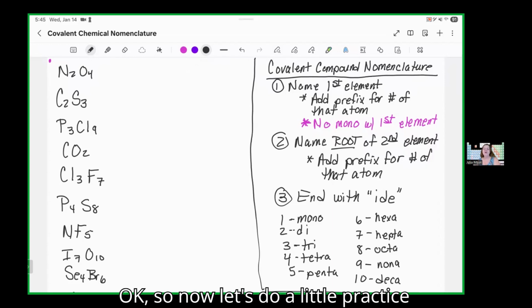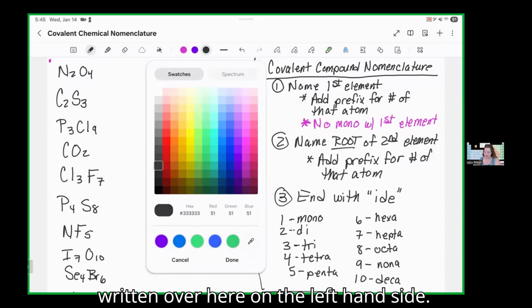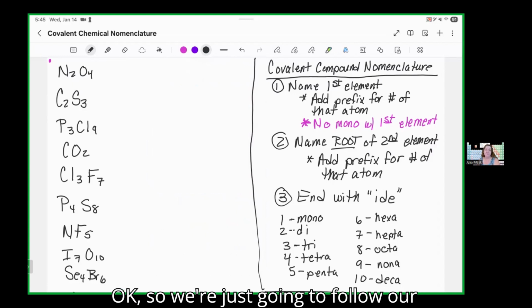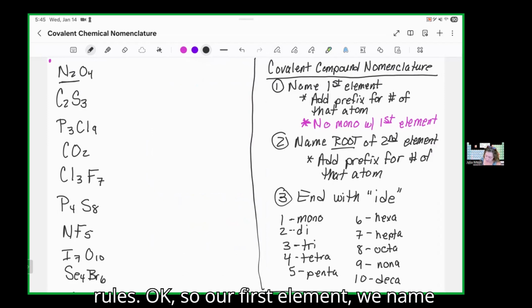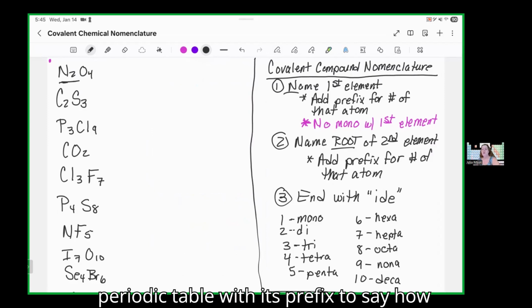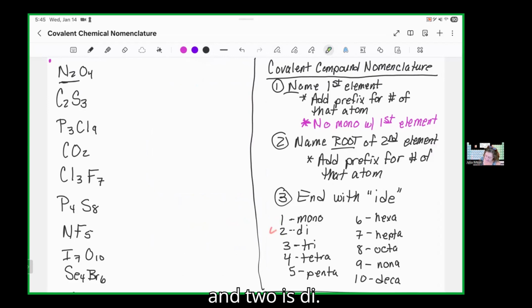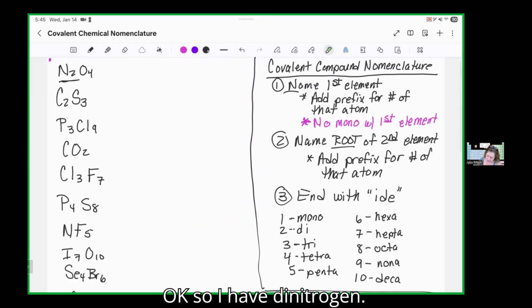Okay, so now let's do a little practice with those. I have some compounds written over here on the left-hand side, and we're just going to follow our rules. We name our first element just like it is on the periodic table, with its prefix to say how many are there. So I have 2 nitrogens, and 2 is di. So I have dinitrogen.